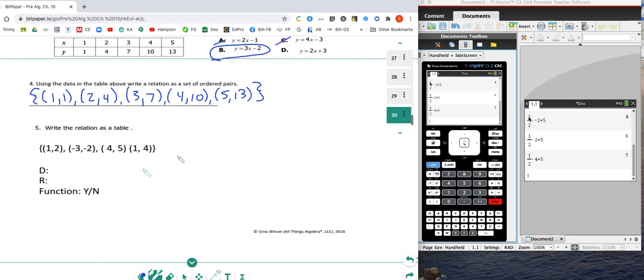Okay, write the relation as a table. So we're going to go ahead and put our table with X and Y. So our X is 1, 2, negative 3, negative 2, 4, 5, 1, 4. So my domain is going to be all of my X values, least to greatest. So I'm going to have to start with negative 3. 1 is included twice, but I only write it once. And then the 4.